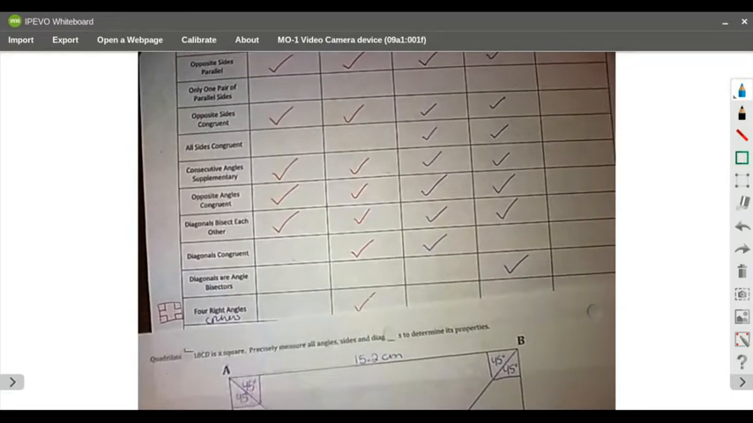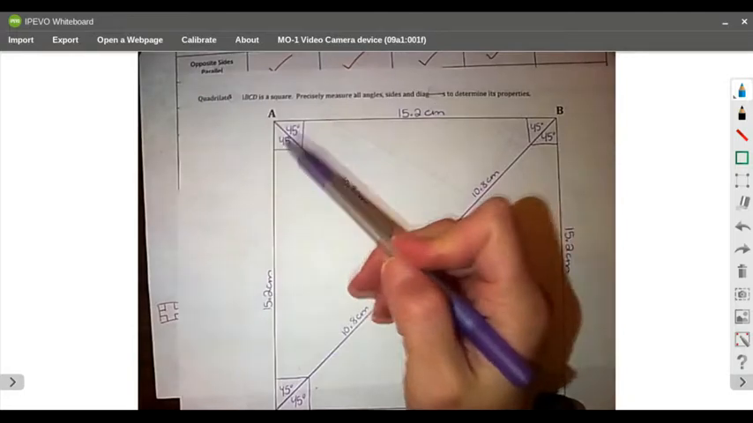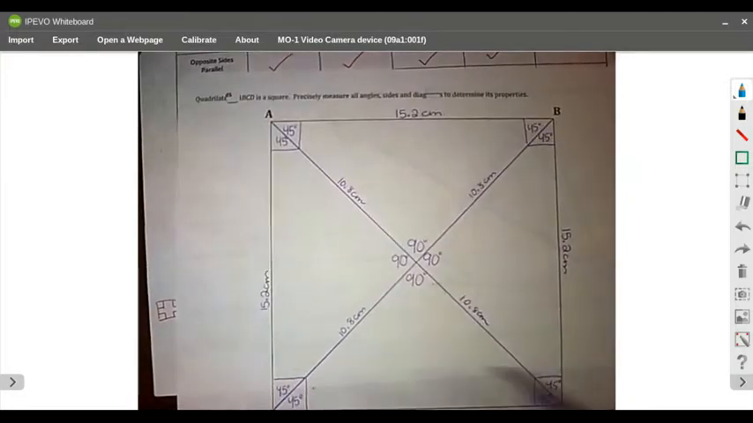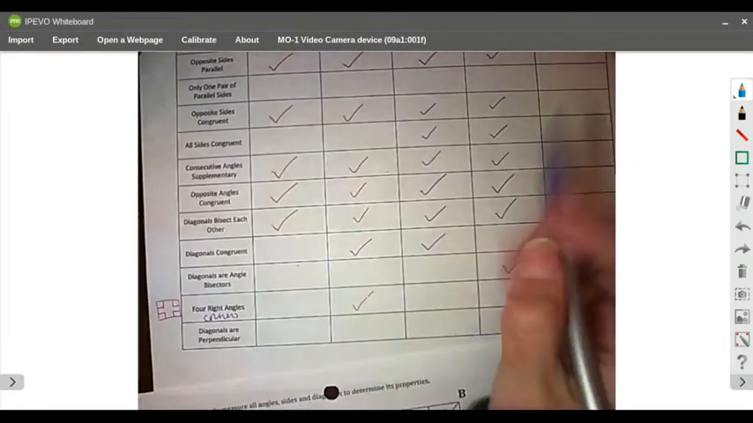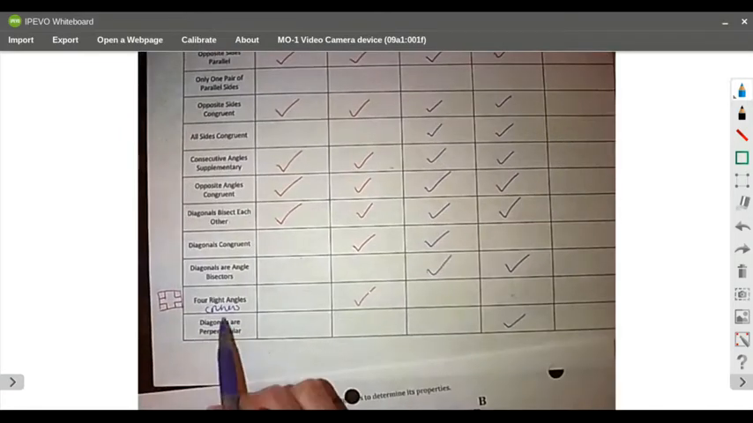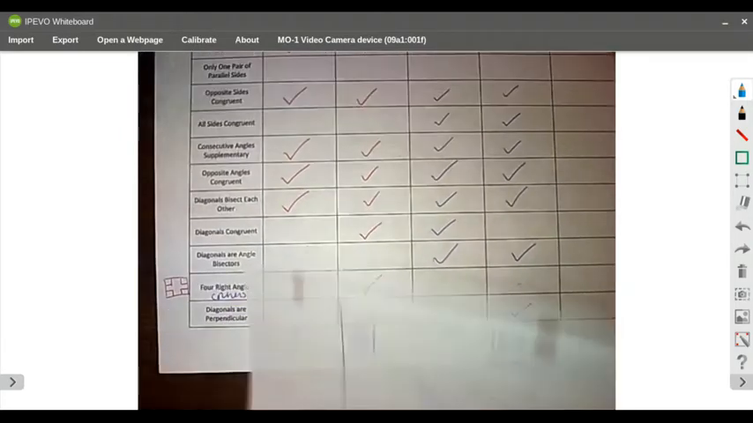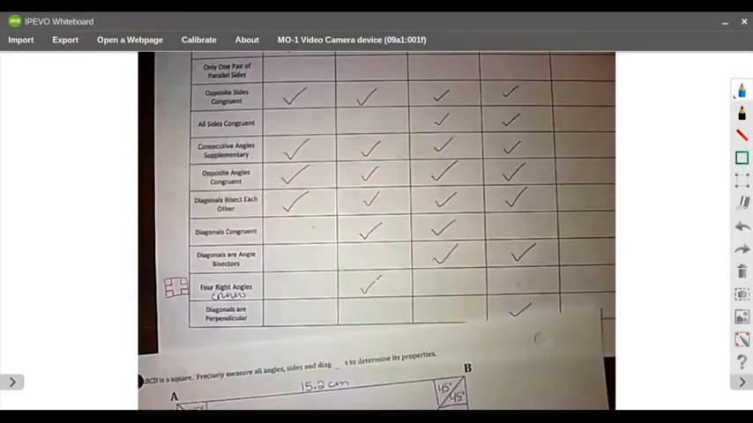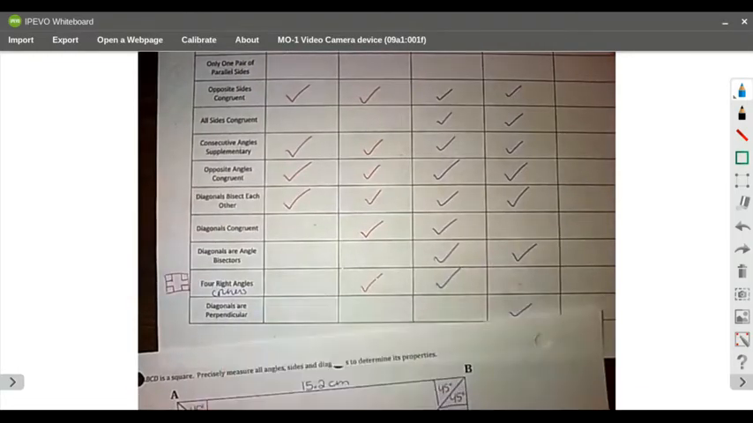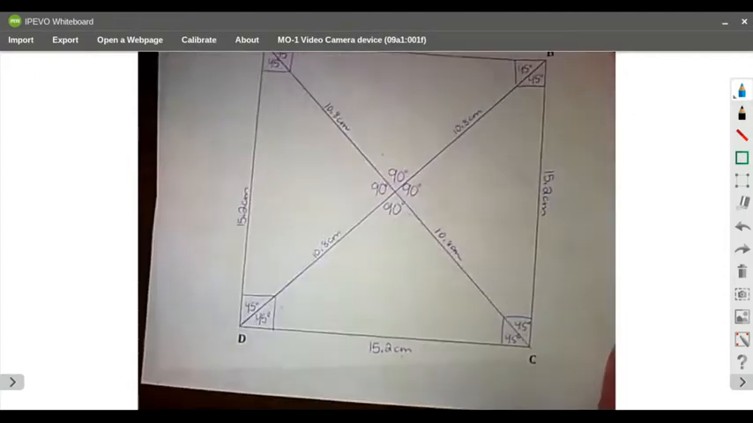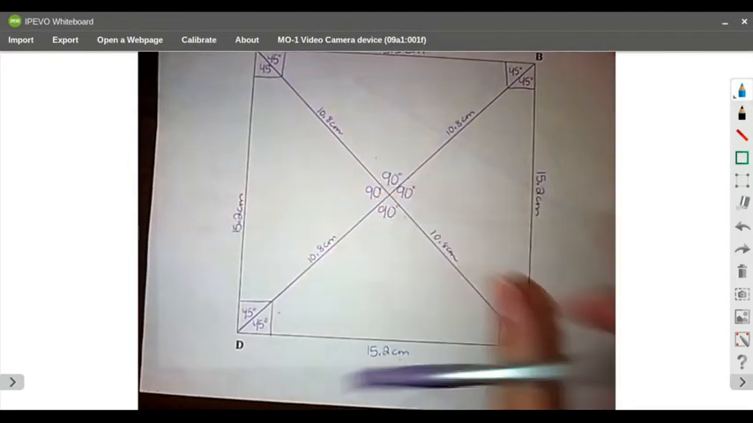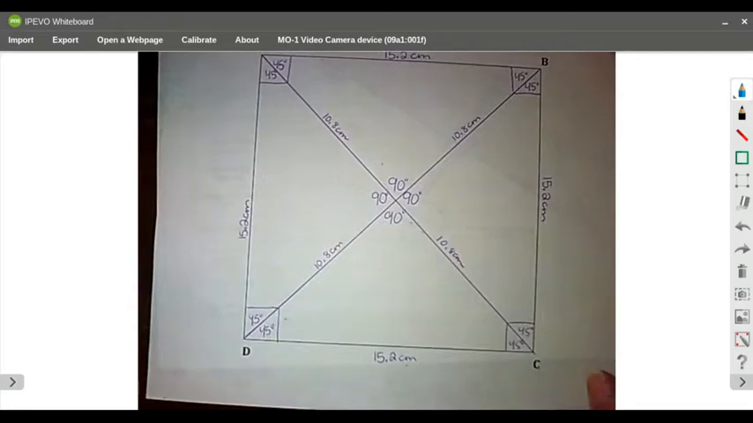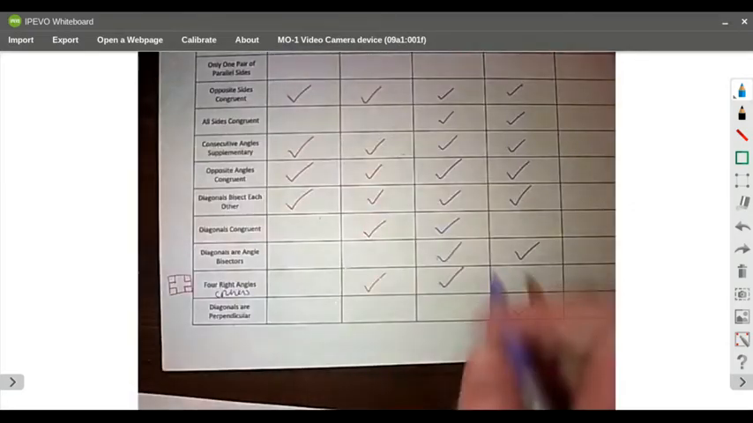Diagonals are angle bisectors. Yes, because these are all 45. Does it have 4 right angles? Are all 4 corners right angles? So this is 90, 90, 90, 90. So yes. And diagonals are perpendicular. Do they intersect to form 90-degree angles? Yes, they do. So that's also a yes. So notice a square has a lot of properties.